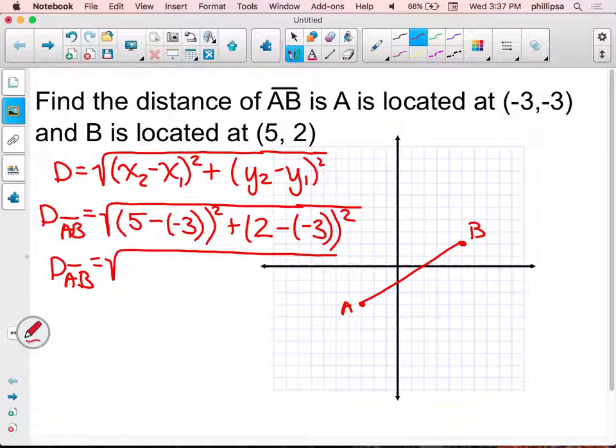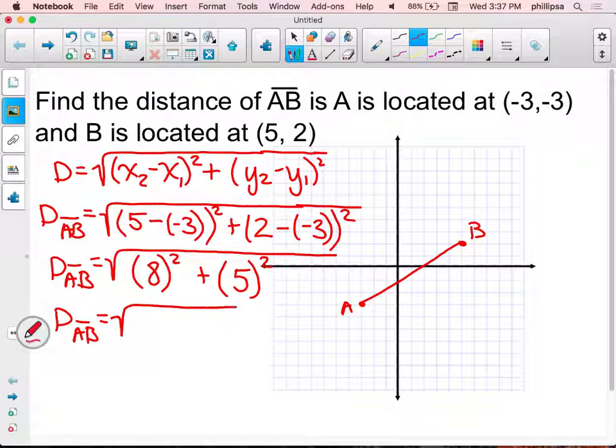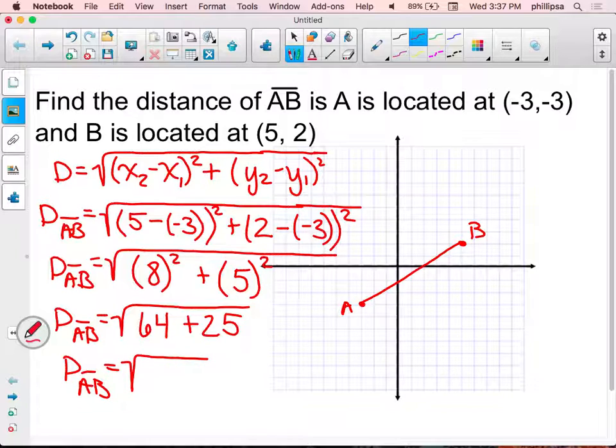5 minus a -3 is essentially the same as saying 5 plus 3, which is 8. 2 minus -3 is essentially the same as saying 2 plus 3, which is 5. Okay. 8 squared is 64. 5 squared is 25, so 8 times 8 and 5 times 5. Okay. Which is about the square root of 89.